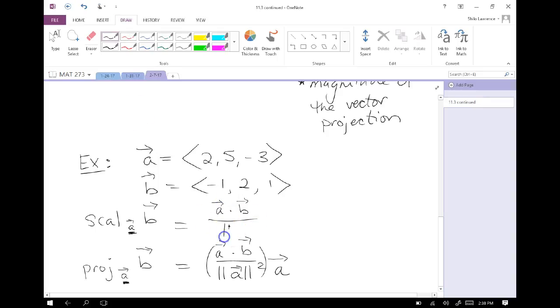We don't need to square the magnitude because one of those is serving the purpose of turning A into a unit vector. The other one is helping us to stretch it back out for use in our projection problem.